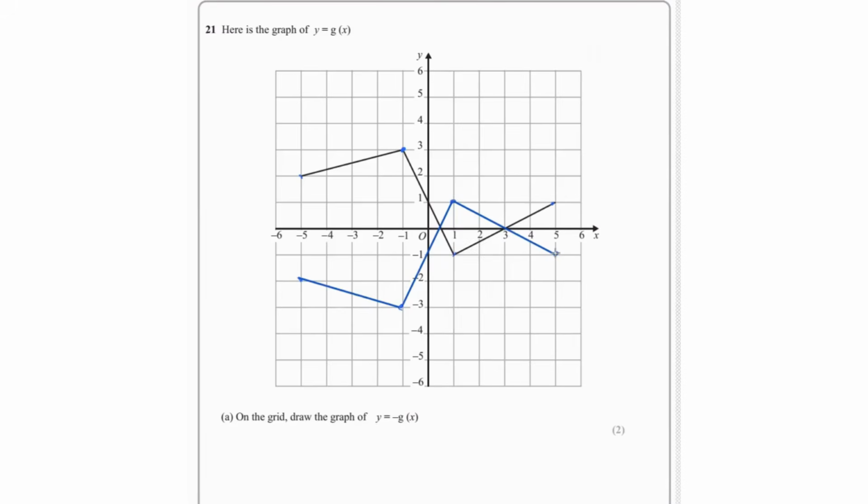It's reflected in the x-axis. If it was y equals to g of negative x, then you would reflect it in the y-axis because the x values are becoming negative now. So that's how you transform this graph.